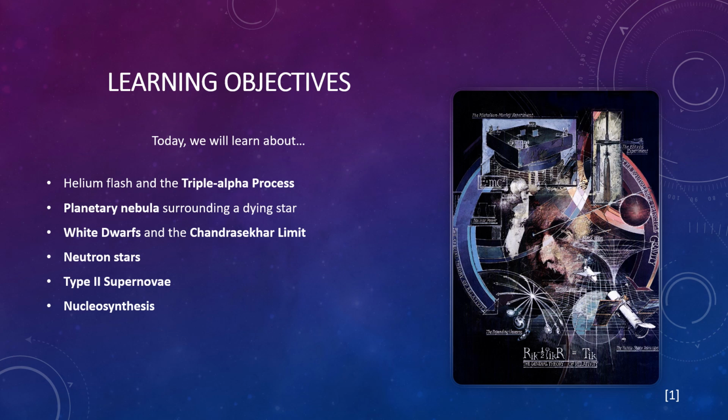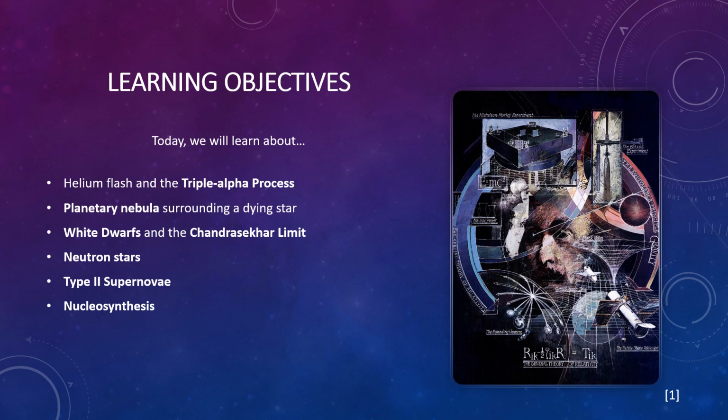So we will learn about the helium flash and the triple alpha process. We will learn about how planetary nebulae are created and surround a dying star. We will learn what white dwarfs are and what the Chandrasekhar limit is and how that applies to white dwarfs.